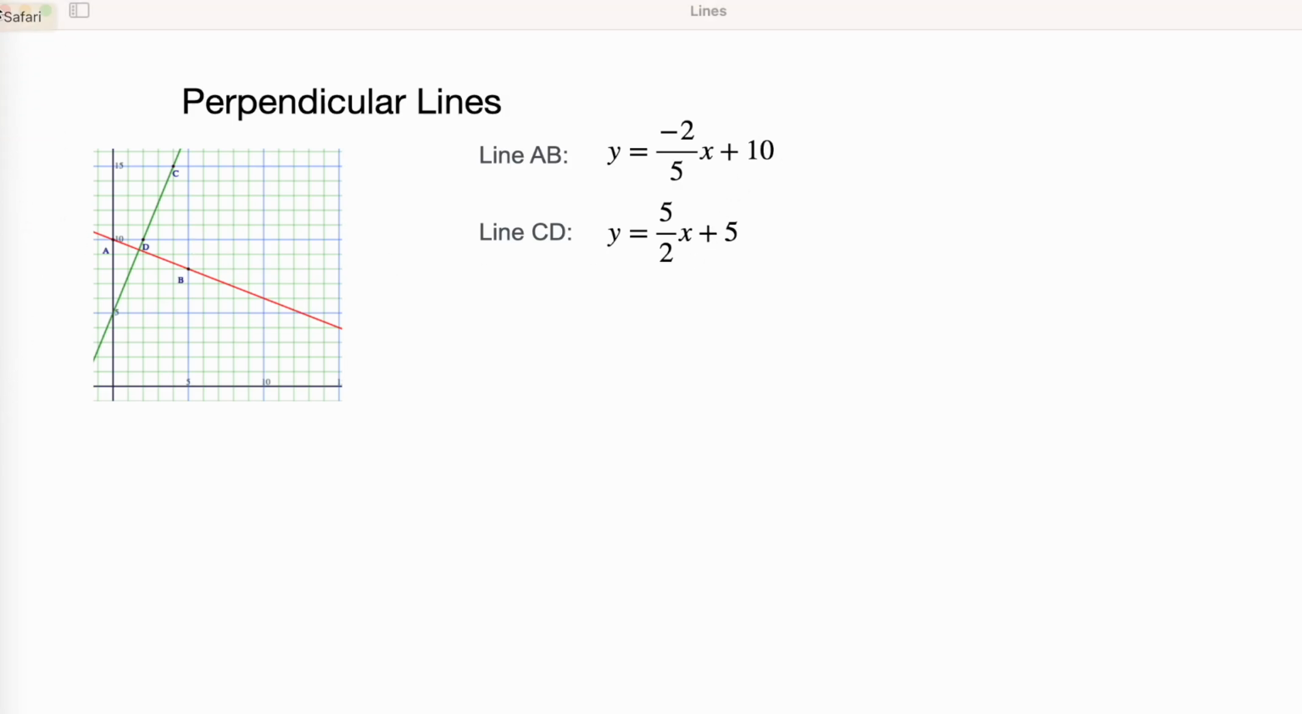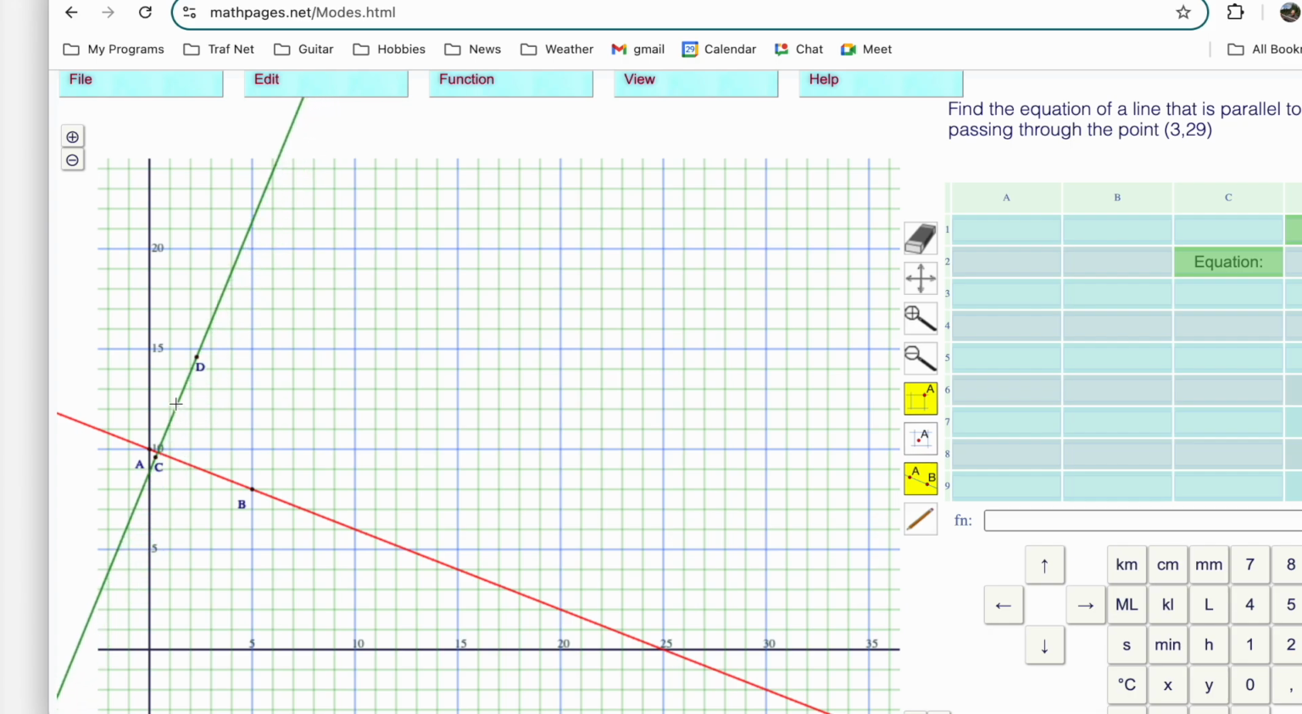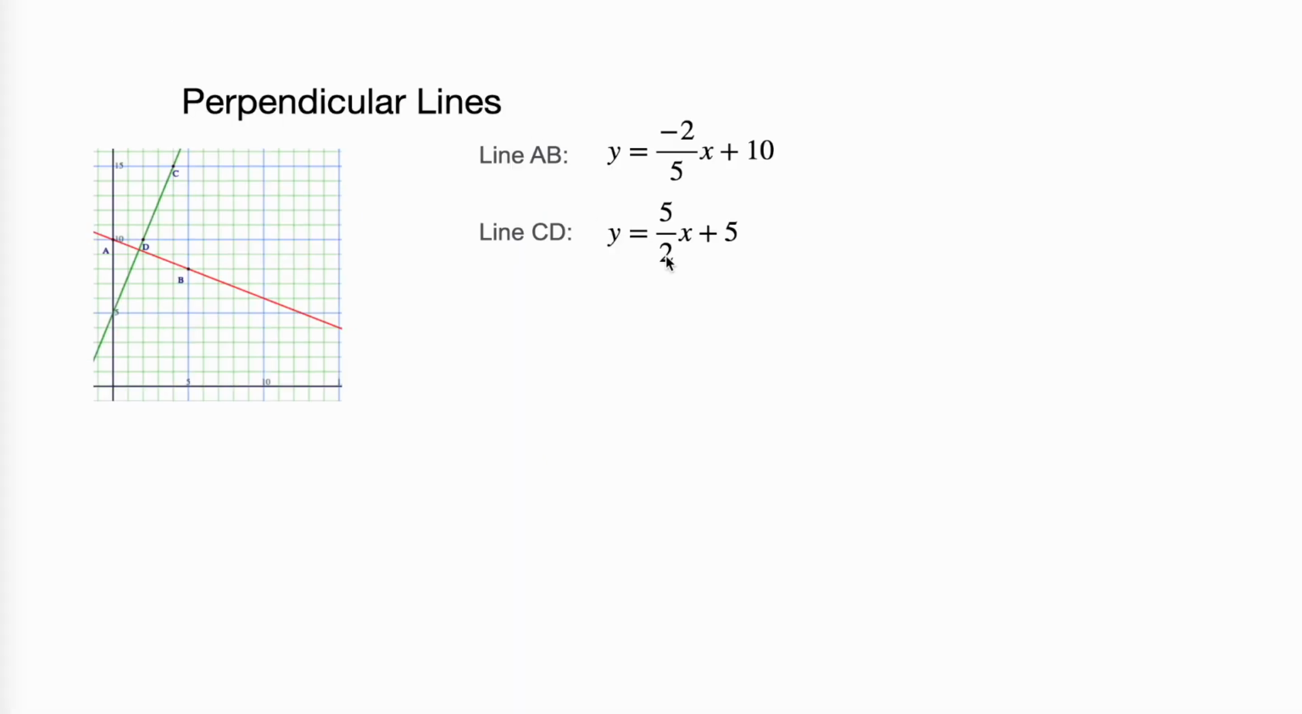Let's have a look at that. If we lifted this up to here, it's still perpendicular. The b doesn't come into it. Notice the slopes. This has a slope of negative 2 over 5. This has a slope of positive 5 over 2. When you have perpendicular lines, the slopes are negative reciprocals of each other. There's a sign change and they flipped.